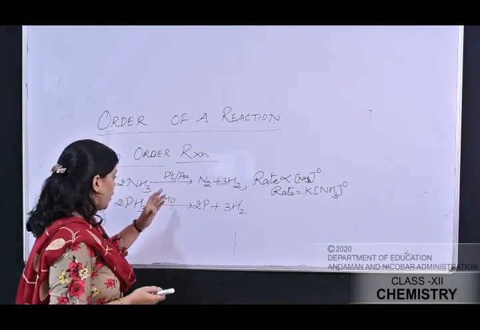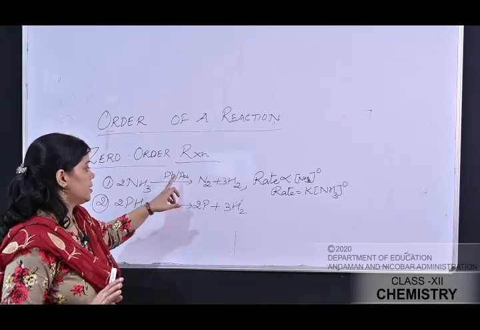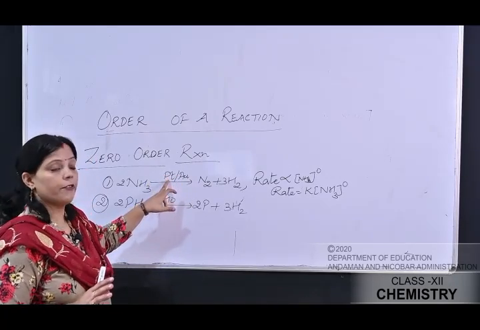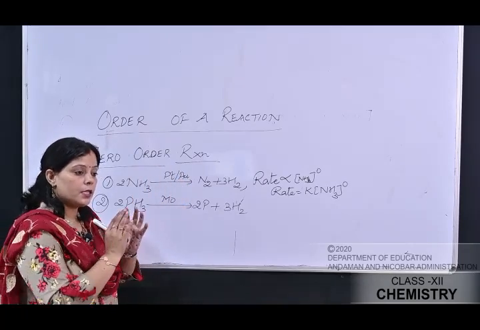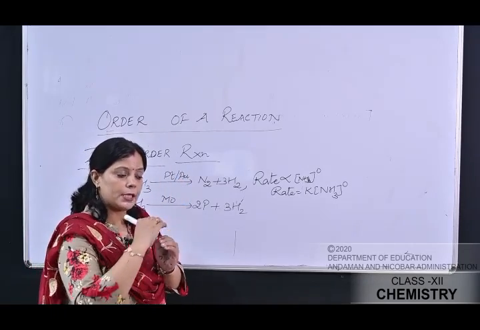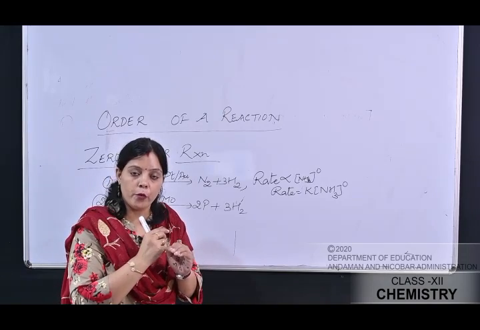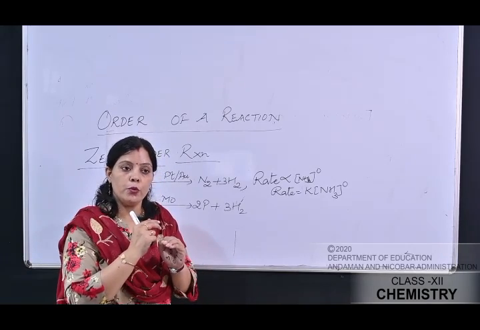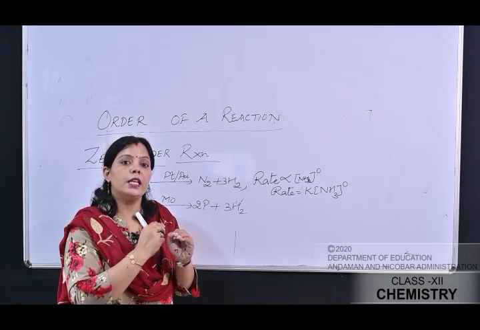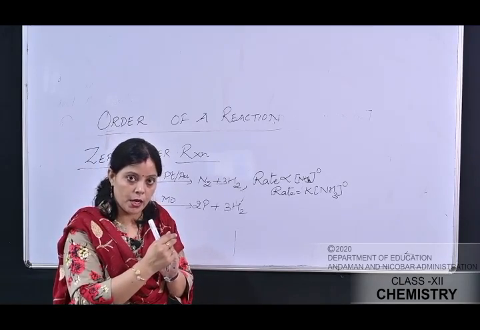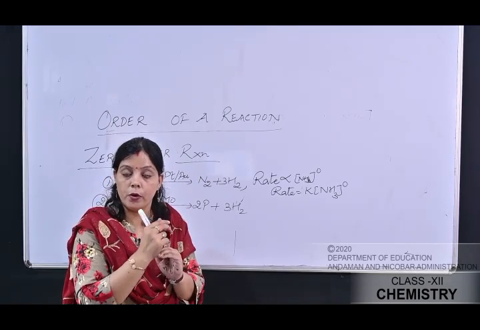Again I would like to explain this. Since this reaction is catalyzed on the surface of the metal, that is platinum or gold, at very high pressure the surface of the platinum or gold is completely covered by the ammonia molecules. So at that particular condition, when we further increase the pressure or the concentration of ammonia, the rate of the reaction does not change.